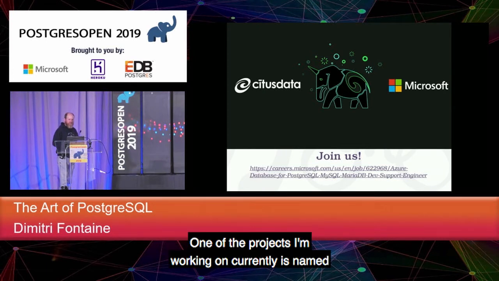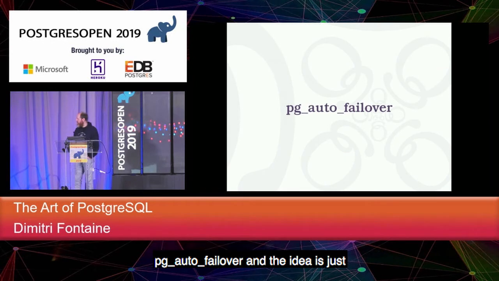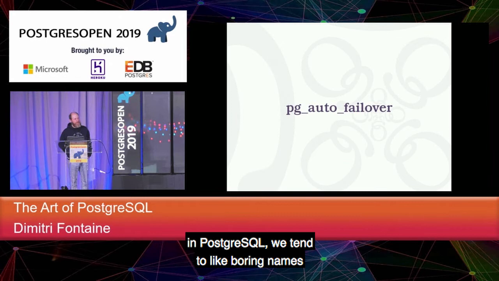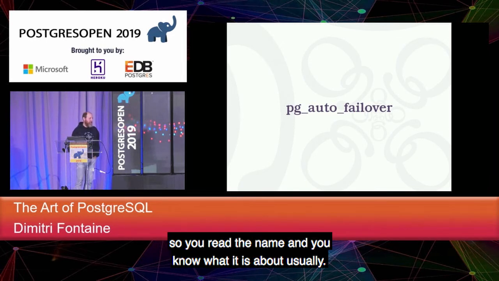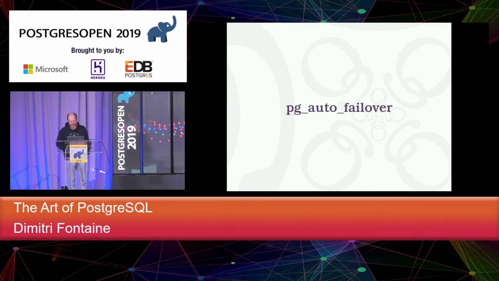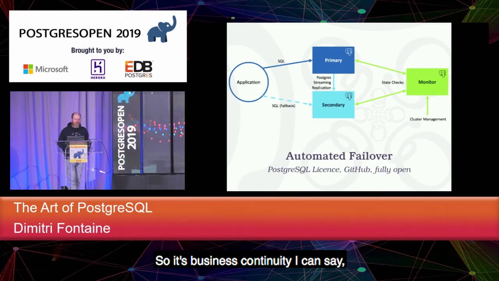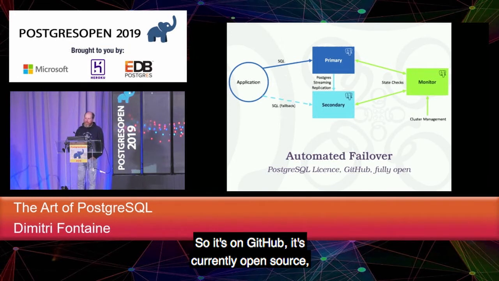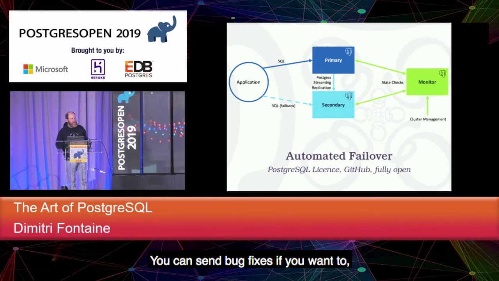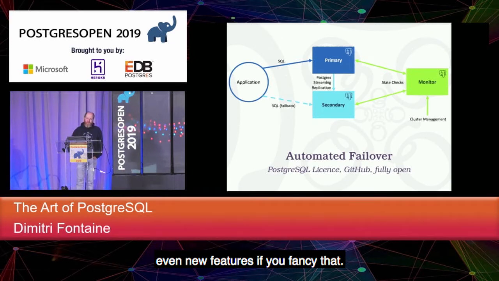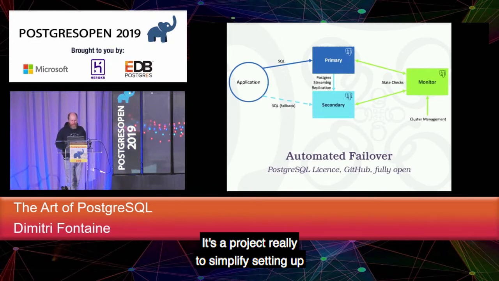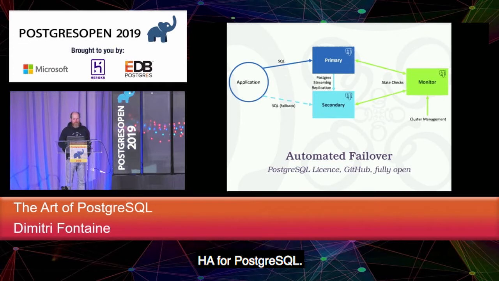that. One of the projects I'm working on currently is named PG Auto Failover. And the idea is just exactly as the name says. In PostgreSQL, we tend to like boring names, right? So you read the name and you know what it is about, usually. And so it's business continuity, like it's automating the failover. So that's all about it. So it's on GitHub. It's completely open source. You can open issues. You can send bug fixes if you want to, even new features if you fancy that. So go have a look. It's a project we did to simplify setting up HA for PostgreSQL.